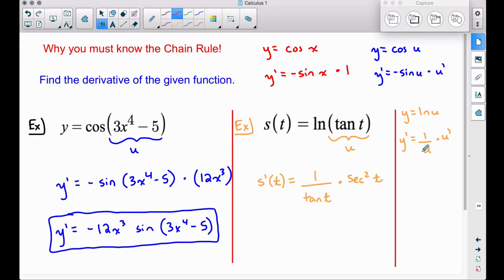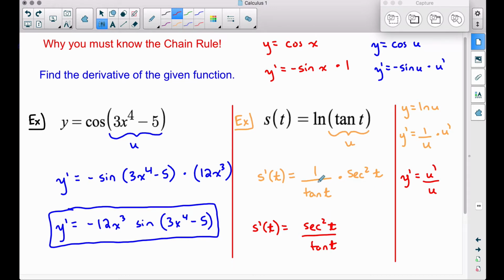Now, some textbooks will refer to the natural log of u, its derivative. Really, if we just rewrite this as the following, y prime equals u prime over u, that's really what the derivative of natural log of u is when we apply the chain rule. Therefore, we can come back and multiply these two fractions together, and it'll look just like this. S prime of t is going to be equal to the secant squared of t over tangent of t. So all I really did there was just take the 1 times secant squared, which is secant squared t, and then tangent of t times the understood 1 is a tangent of t.